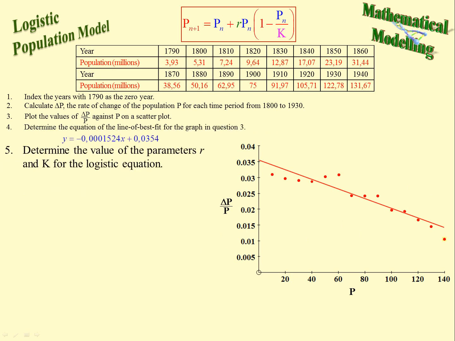Determine the value of the parameters r and k for the logistic equation. Well, remember, those are simply the y and x intercepts. So the y-intercept, 0.0354, so that's the rate at the start, and k, 232, so there's the carrying capacity of the USA, according to this model, 232 million.